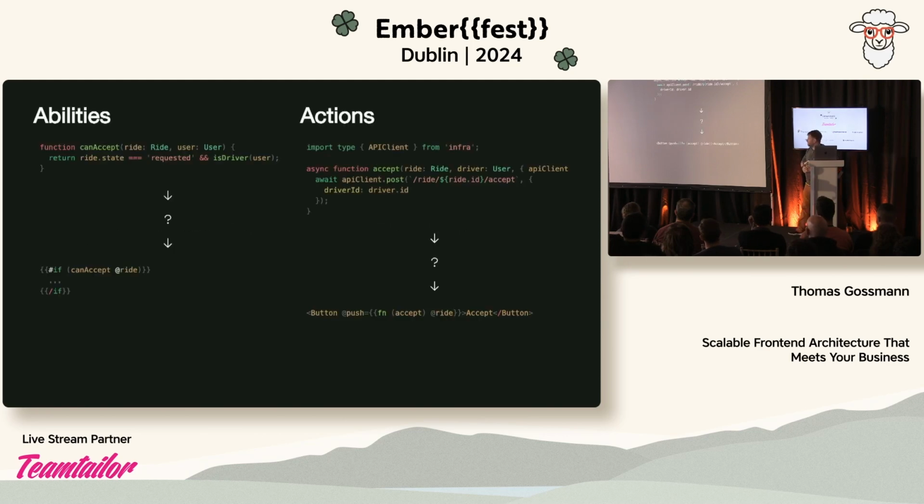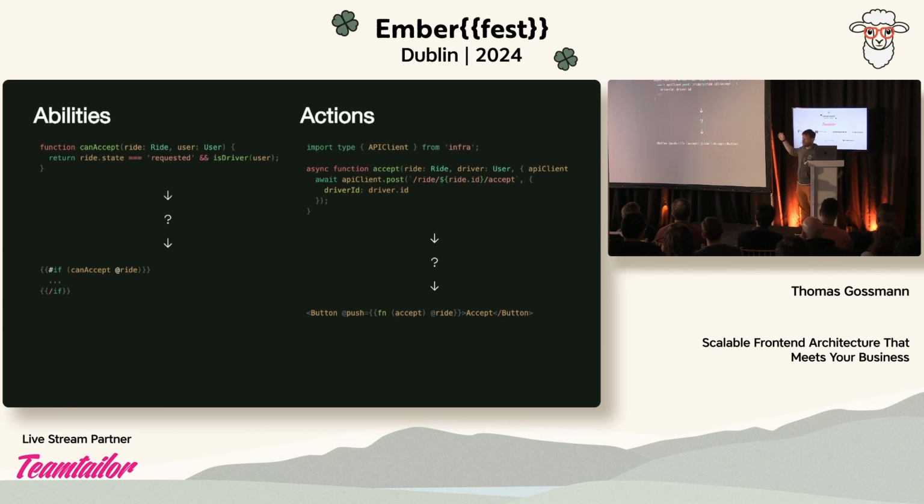So now we need to integrate them with Ember to be able to use them from the template. Basically, this is what we want to do. We have the can accept ability on the top left. We require a write and the user to be passed in. And then some miracle appears, and then we have the user dropped, and we only need to pass in the write on the template side.